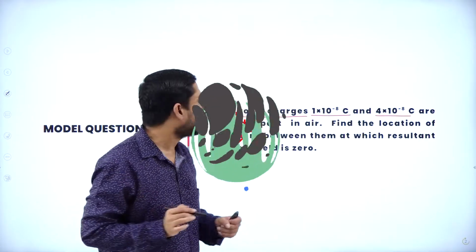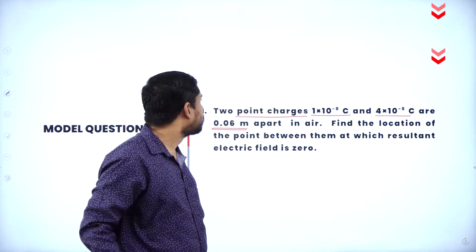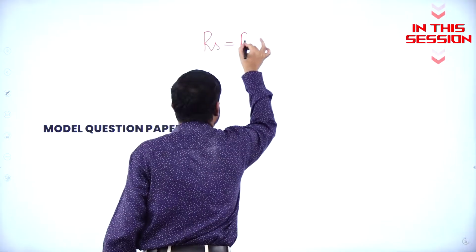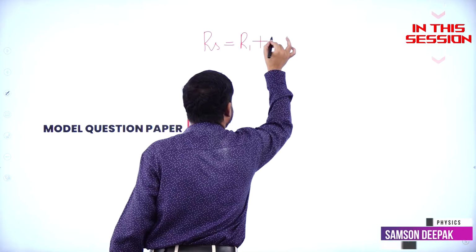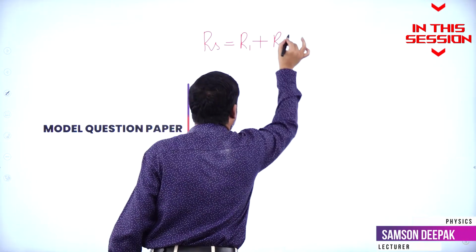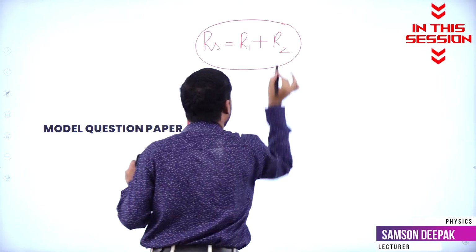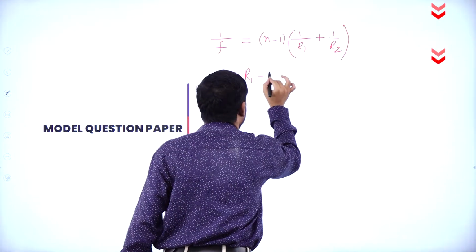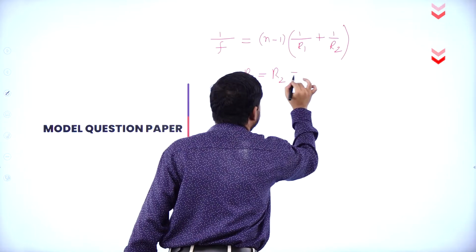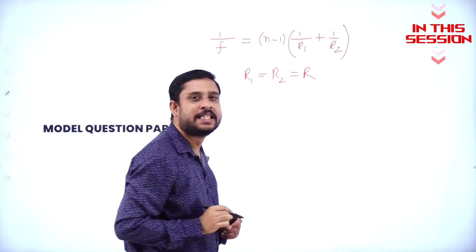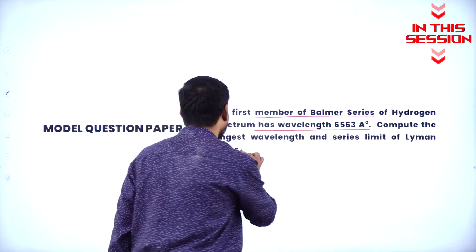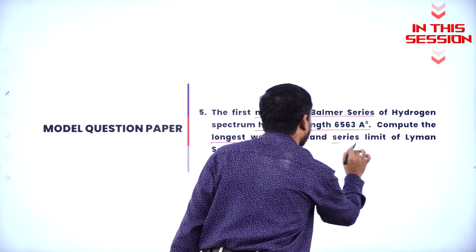They are separated by a distance of 0.06 meter. The effective resistance we know is R1 plus R2. R1 equals R2, which is equal to R. Compute the longest wavelength and series limit.